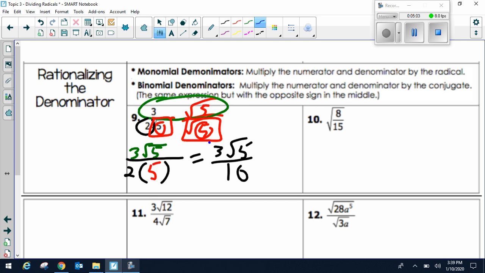And then you've got to double check to make sure that these two numbers don't reduce. In this case, they don't. So that's my final answer.